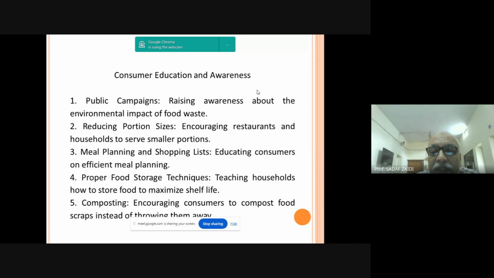Meal planning and shopping lists. Consumers should be educated on efficient meal planning, and then proper food storage techniques. Households, especially the people, we and you, we should be educated about how to store food to maximize the shelf life, and then we should encourage composting in our homes. Instead of throwing the scraps away into the dustbin, you can have a handy compost system where you can convert those scraps of food waste into valuable fertilizer, which you can use in your garden, or you can sell it also.